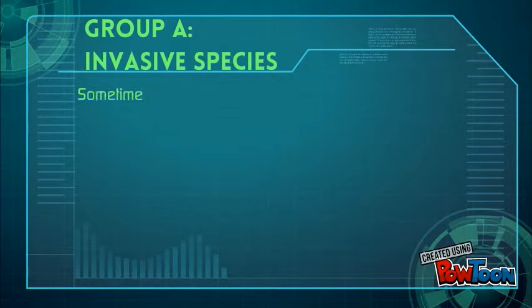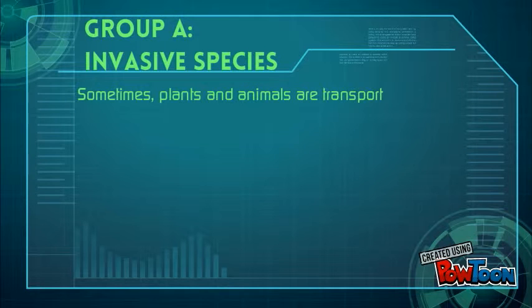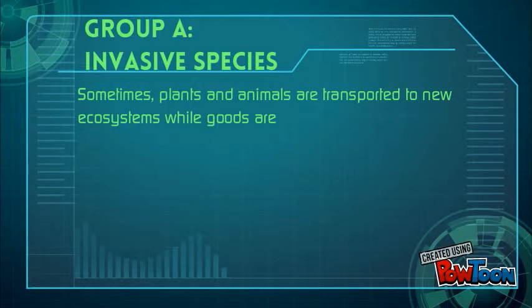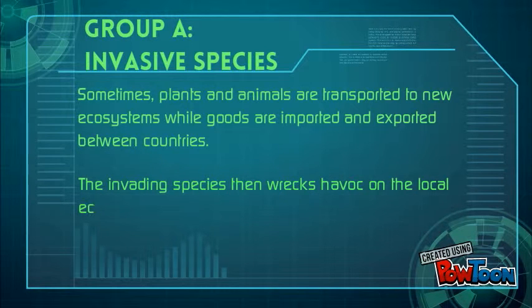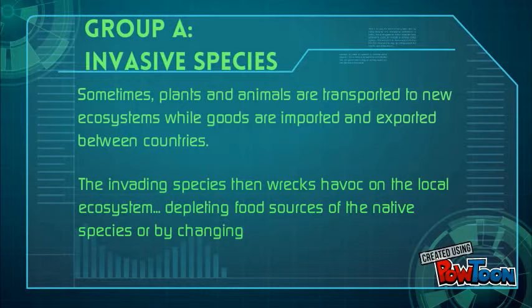For Group A, sometimes plants and animals are transported to new ecosystems while goods are imported and exported between countries. The invading species then wreaks havoc on the local ecosystem, depleting food sources of the native species or by changing the environment altogether.